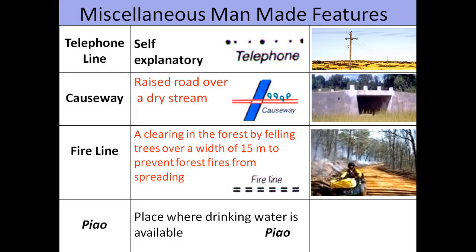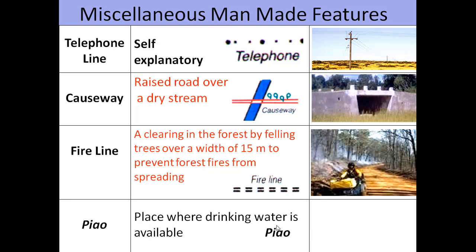Fire line has been marked in this manner on a topographical map. As you can see, two parallel black broken lines, and literally "fire line" is written. An area has been cleared by the forest department so that they don't allow the fire to spread further.